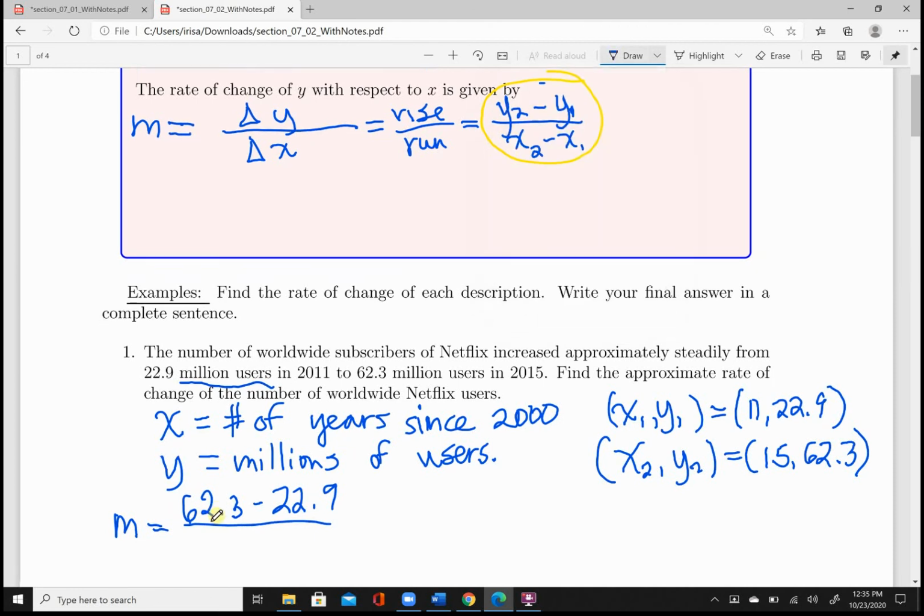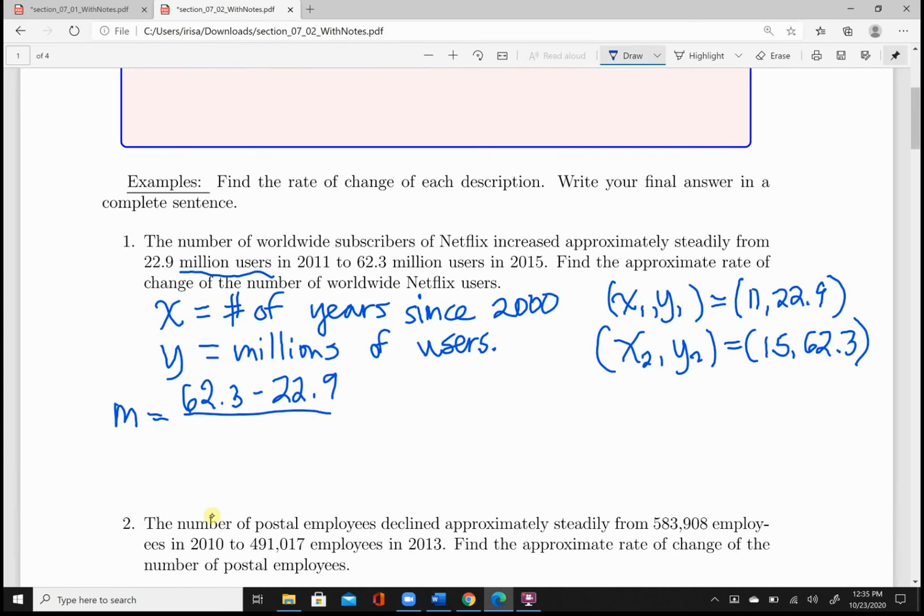Okay, where was I? So I have this difference of the y's in the numerator, and in the same order, I have to go 15 minus 11 in the denominator. If I go 11 minus 15 in the denominator, that's the reverse order of the scenarios concerning numerator and denominator values, and that's going to screw up your calculation in ways that you just don't even want to bother with. All right, so 62.3 minus 22.9 equals 39.4 in the numerator, and 15 minus 11 is 4.